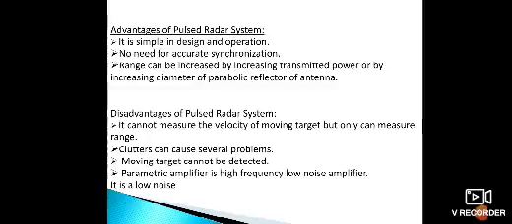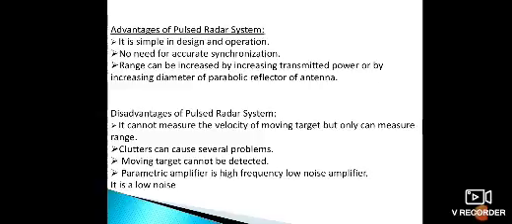And next are the disadvantages of pulsar radar systems. What are the drawbacks? The first one is that it cannot measure the velocity of a moving target, but it can only measure the range. It cannot measure the velocity of a moving target. That is the main drawback of the pulsar radar system.